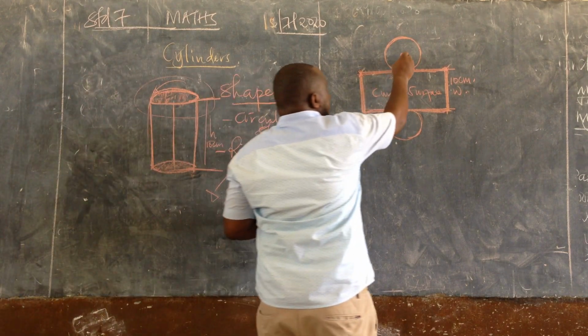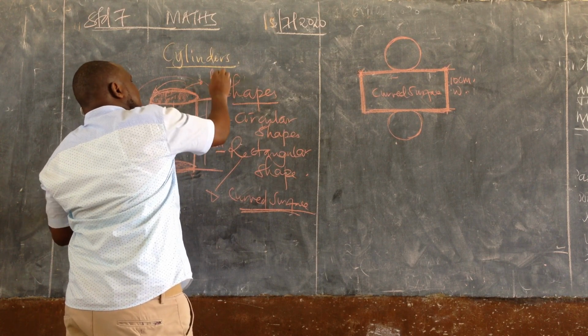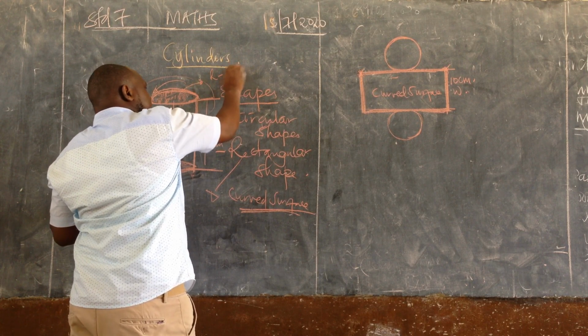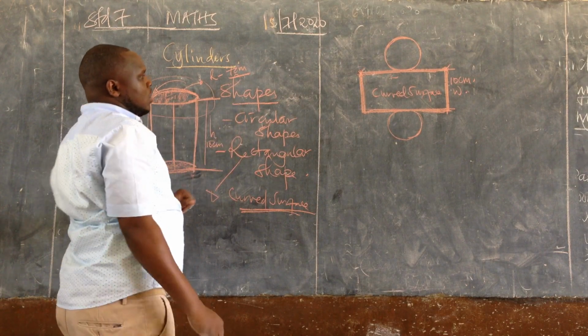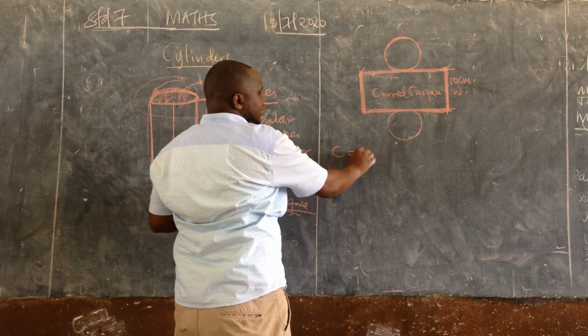So we get the circumference of this circle, and assuming our circle here had a radius of 7 centimeters, we can easily get the circumference. How big is the circumference? Circumference is pi d.